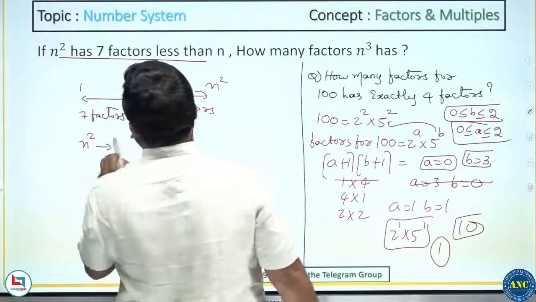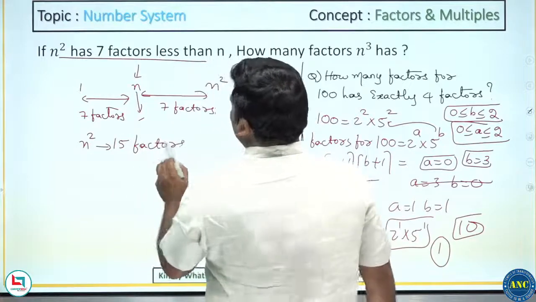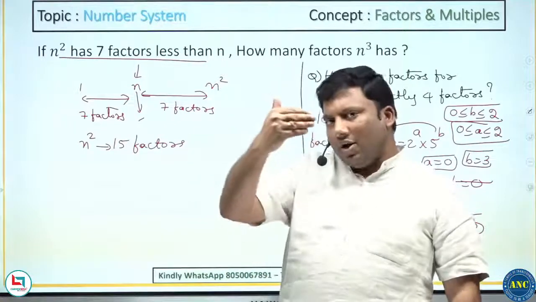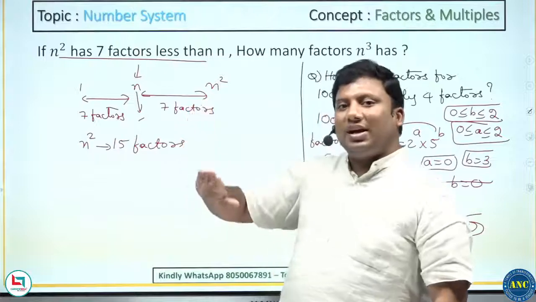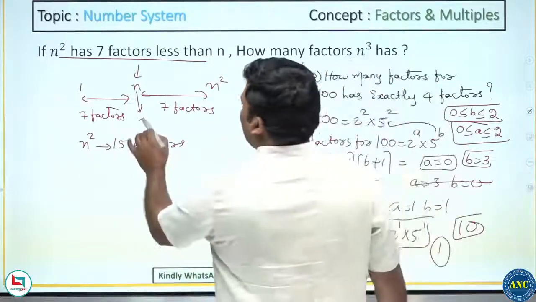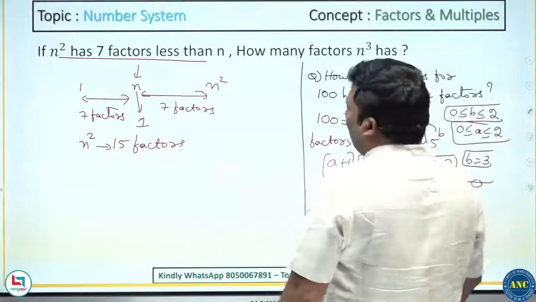So n square will have 15 factors. Already we did this. n square is a perfect square. One factor will be equivalent to n, 7 factors will be less than n, and 7 factors will be greater than n. Already we did this model. n square has 15 factors. The question is, how many factors?